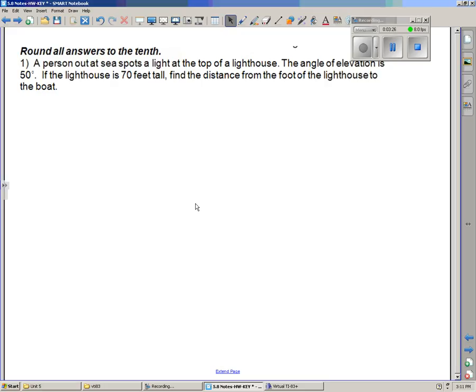So number one, a person out at sea spots a light at the top of a lighthouse. The angle of elevation is 50 degrees. If the lighthouse is 70 feet tall, find the distance from the foot of the lighthouse to the boat.